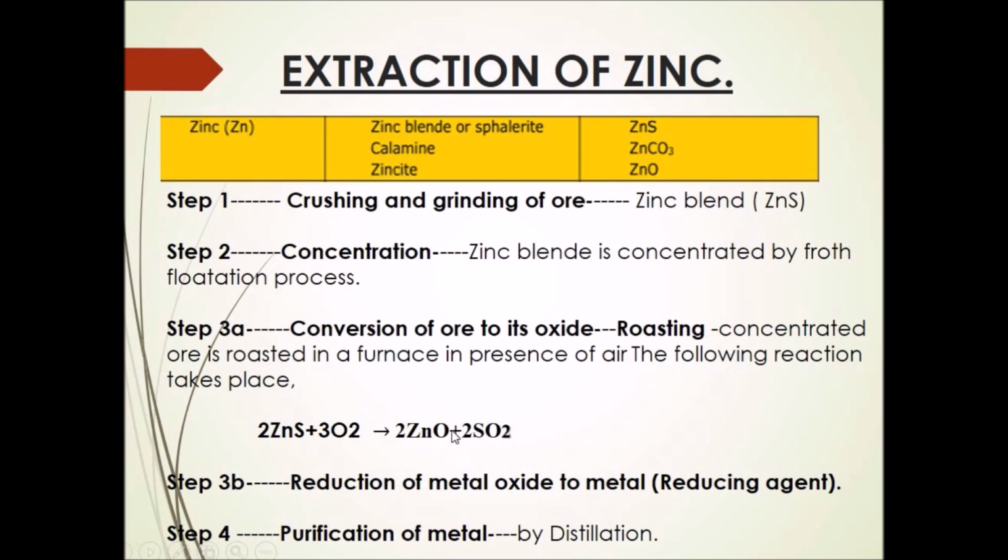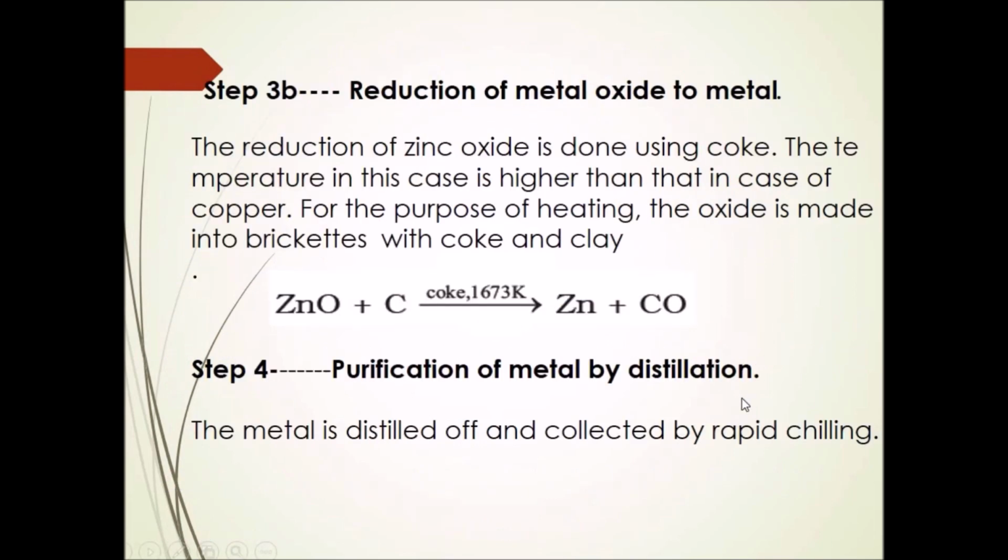Do we want the zinc oxide? No. We want zinc. So remove this oxygen which is present along with zinc. How to remove this oxygen which is present along with the zinc? So reduction of this metal oxide to metal by the process of what? Reduction. So this process of reduction is studied here. The reduction of metal oxide to metal.